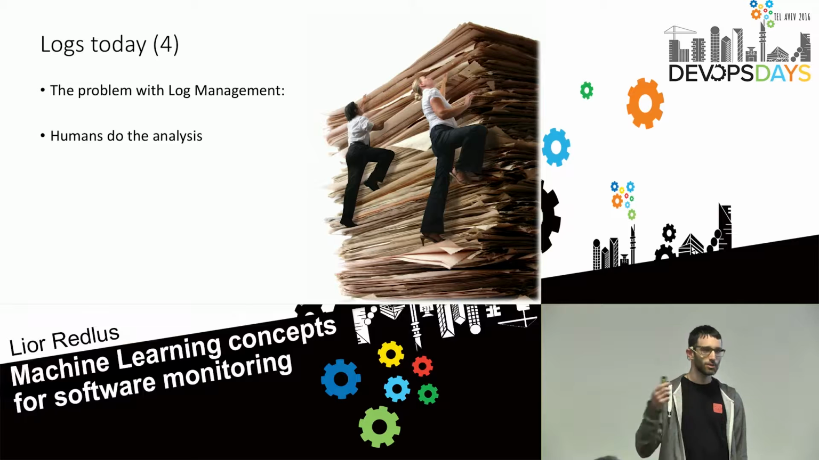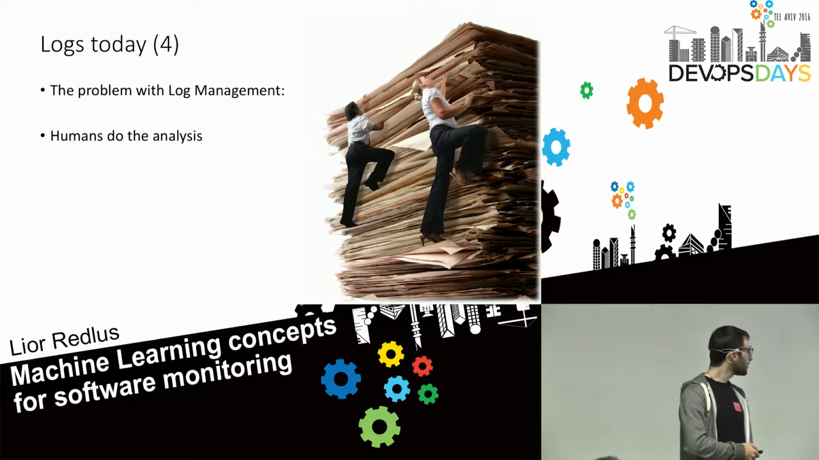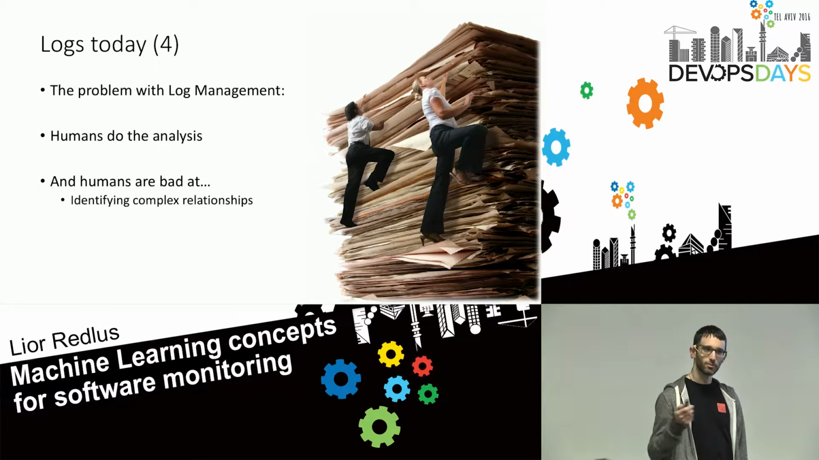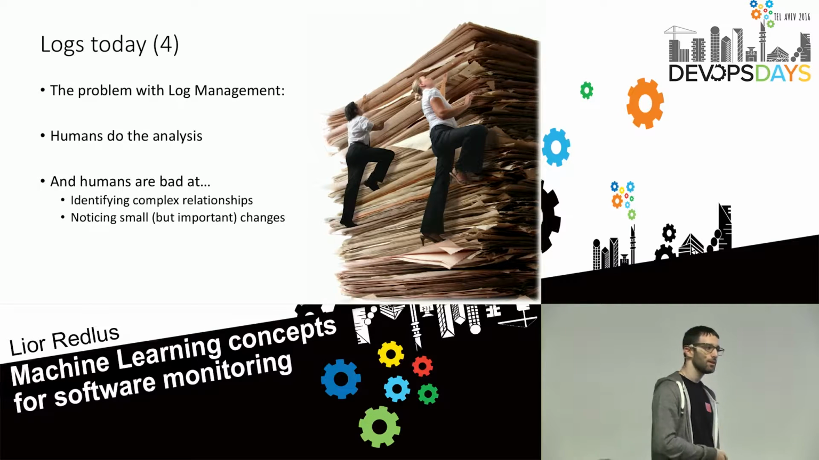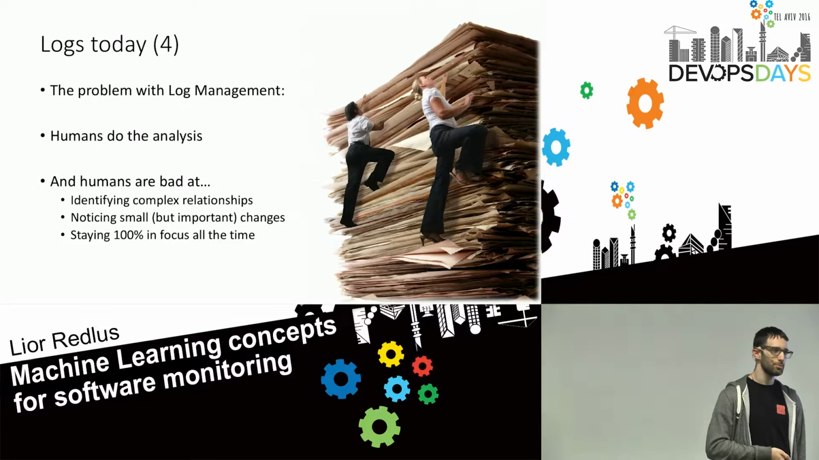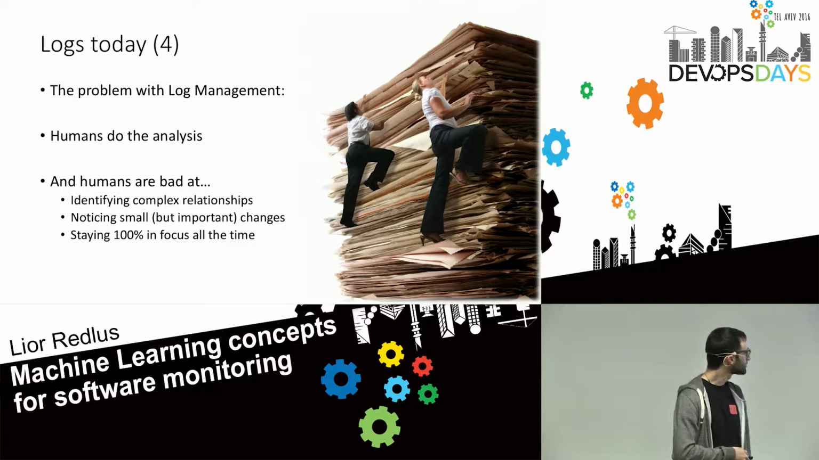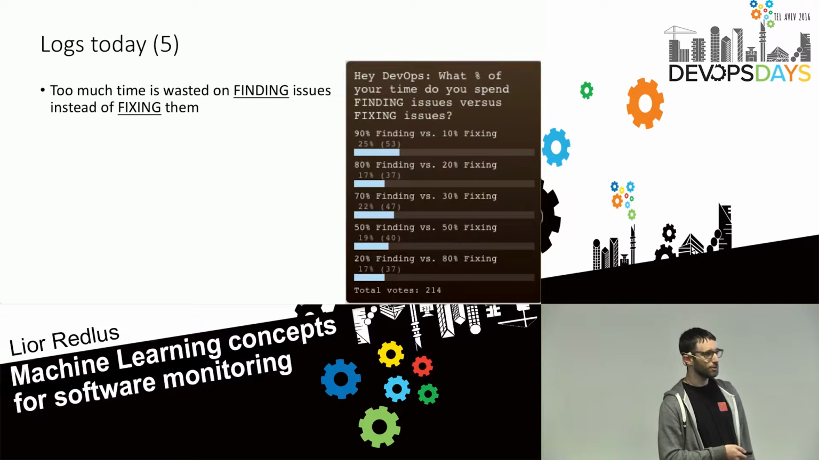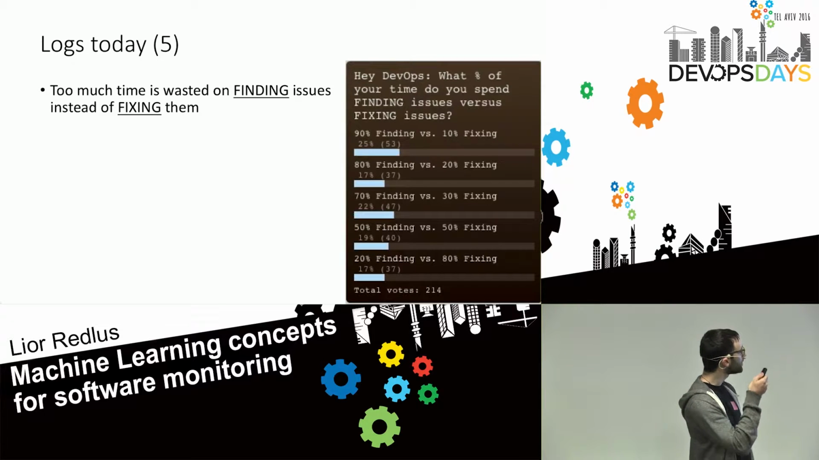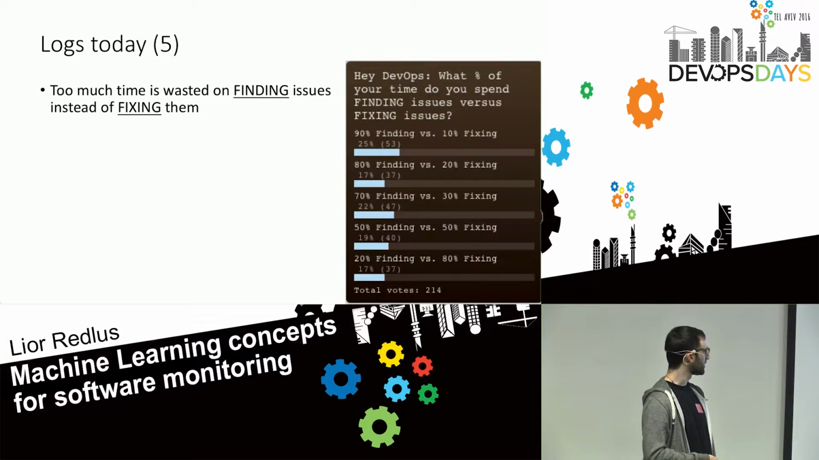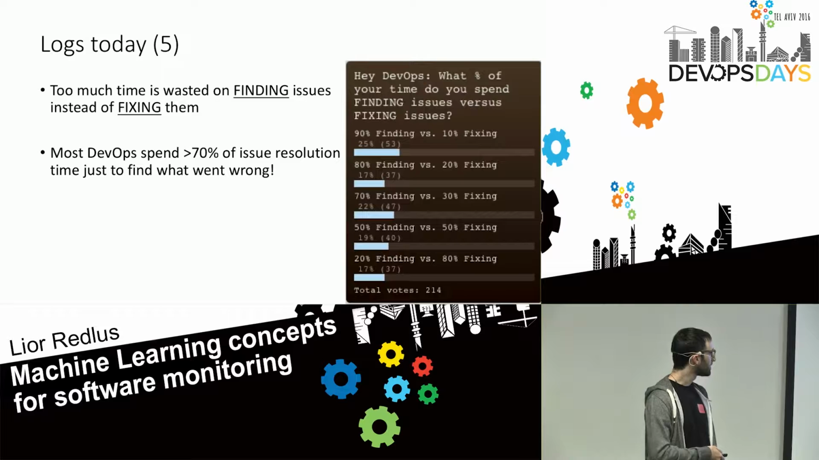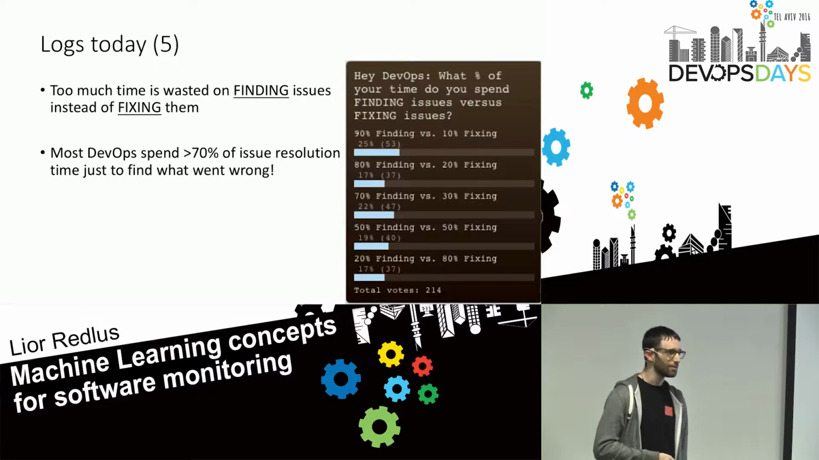What we have now is that humans have to tackle these enormous amounts of data. And this is a problem because we are very bad at identifying complex relationships in our systems. We're not noticing small but important changes. And also, we're never 100% in focus. This causes a main issue: most of the time, when investigating issues, we're actually trying to find what the issue is, what caused it, and what we need to fix. 70% of the time is spent finding the problem instead of fixing it.